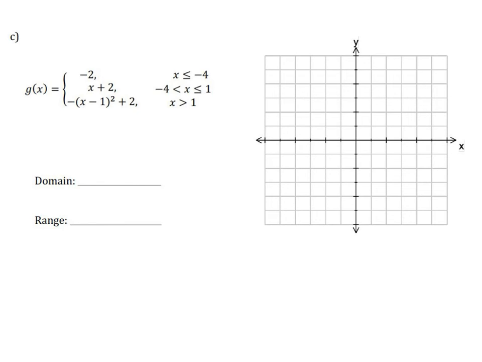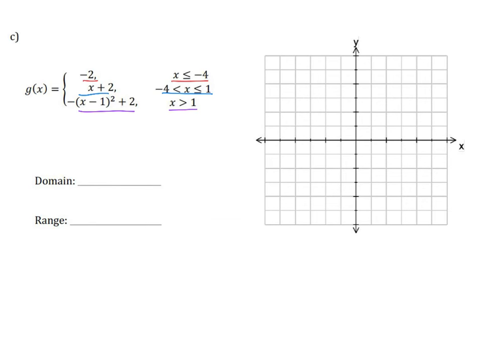And again, letter C, I would go ahead and pause and try this on your own. Do similar to what I just did. See if you can do it on your own. So I'm going to color coordinate. I'm going to make the first one red, the second one blue, the third one purple.